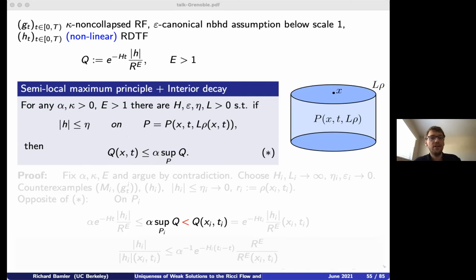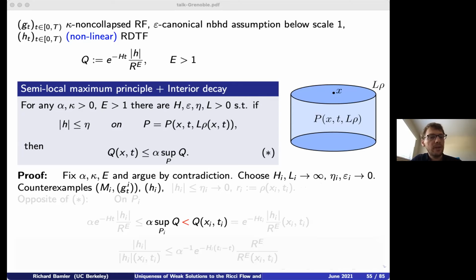Okay, so now let me prove this semi-local maximum principle. And so the proof is essentially an application of the vanishing theorem, but we'll have to be careful to do this. Okay? So now let me fix alpha, kappa, and E and argue by contradiction. Okay? So that means I cannot find any of these constants so that the statement is correct. So let me now choose H_i and L_i going to infinity and eta_i and epsilon_i going to 0. And for each i I should be able to come up with some counterexample to the statement.